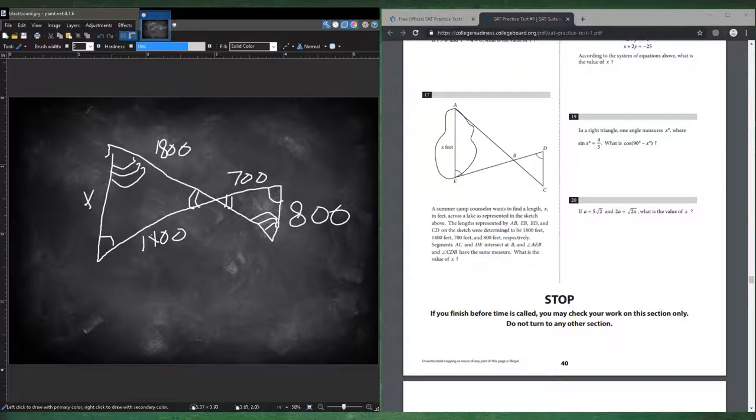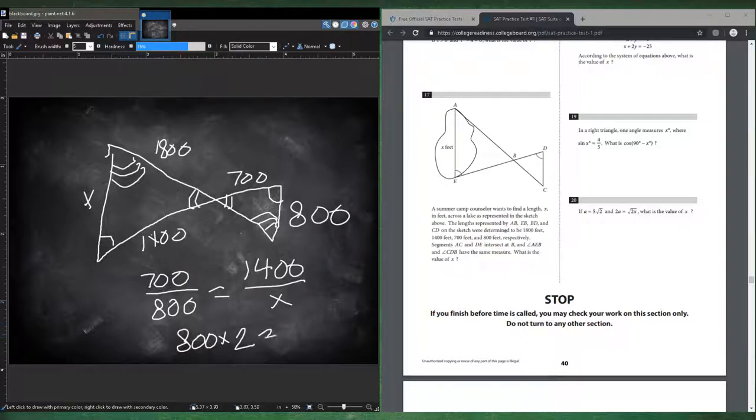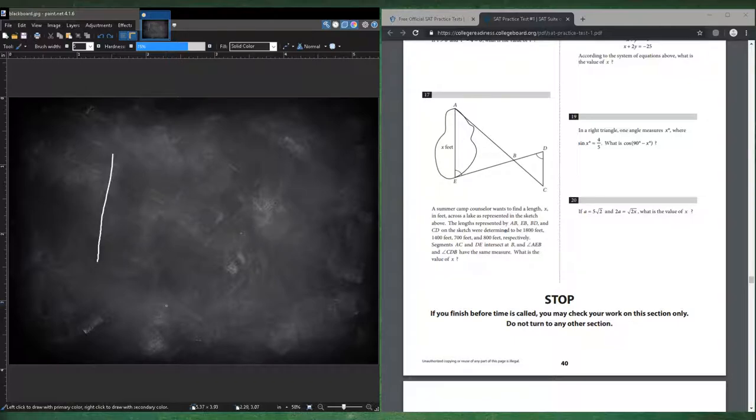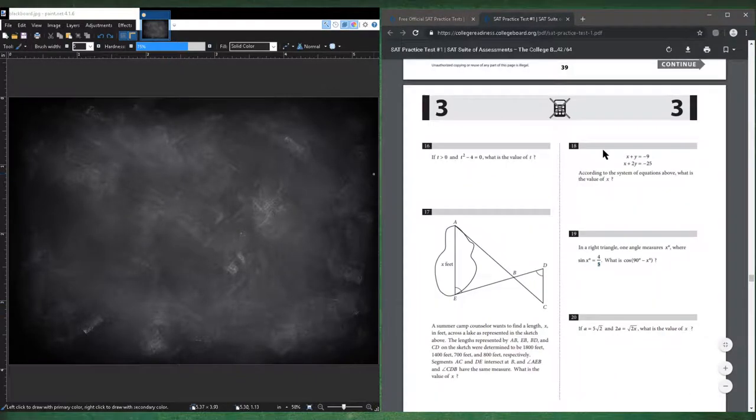So now you know which side lengths correspond to each other. So side length BD, which is 700, over side length CD, 800, has the same proportion as side length BE, which is 1,400, over x, which is AE. To get from 700 to 1,400, you just multiply by 2. So it's 800 times 2 is equal to x. So that's 1,600. So the answer is 1,600. It's a basic geometry question, but it might look hard because there's this picture and a bunch of information and numbers. But generally, it's pretty easy.